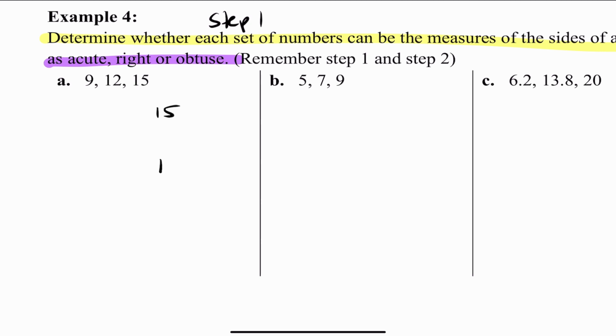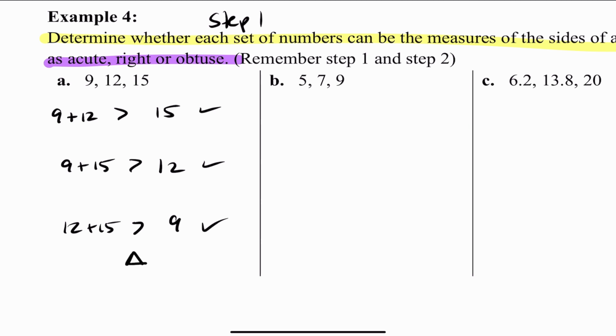So I'm going to write 15, 12, and 9. Since 15 is my main character, the numbers that I did not choose were 9 and 12. So 9 plus 12, is that greater than 15? Yes. Here's 12. 9 plus 15, is that greater than 12? Yes. And then look at 9: 12 plus 15, whatever the result is, is that greater than 9? Yes. So this forms a triangle because all the combinations do work.